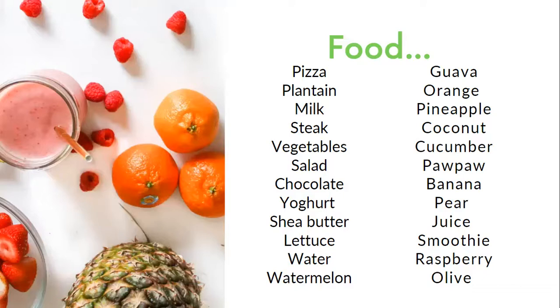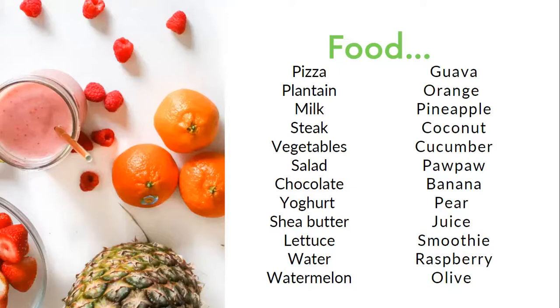Coconut. Now, it is the first syllable that is stressed in this word. Cucumber. So coconut, cucumber, first syllable stressed in both. Not cucumber. No. Coconut, cucumber. Pawpaw. So it's not pawpaw, it's pawpaw. Then banana. Pear, not pear. Then juice, not juice.